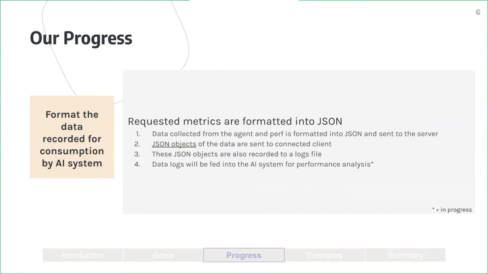And so the next step that we've done is that we've been able to format the data we've collected into JSON format. First, the data is collected from the agent and perf, and it's sent through the server to whatever clients are connected. These JSON objects are also recorded and output into a logs file. Hopefully, with that, the data logs will eventually be fed into the AI system to analyze the performance.